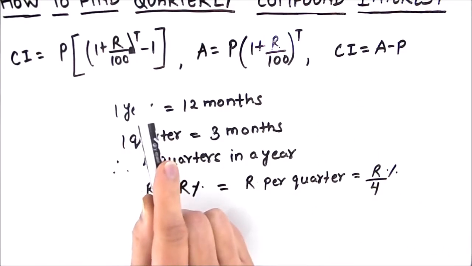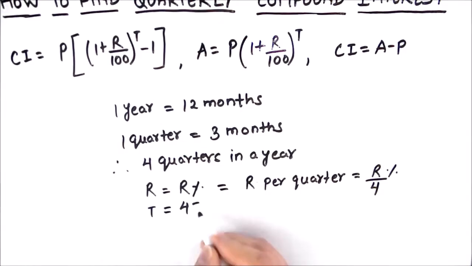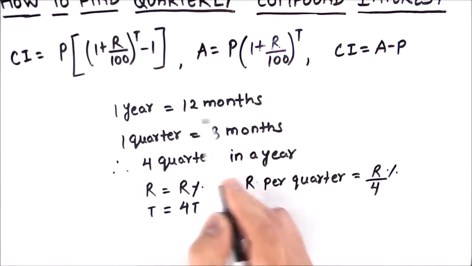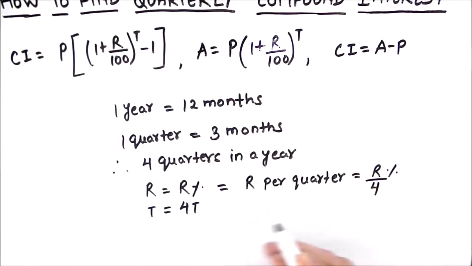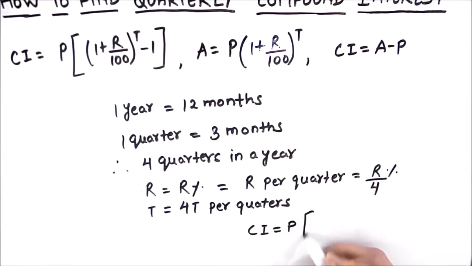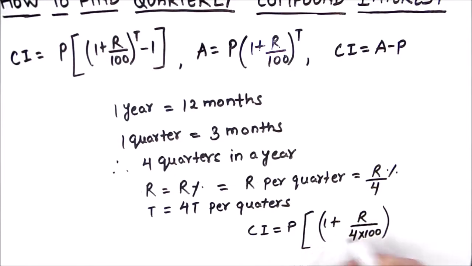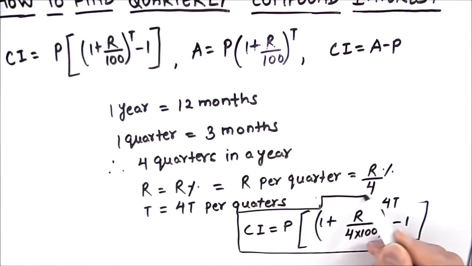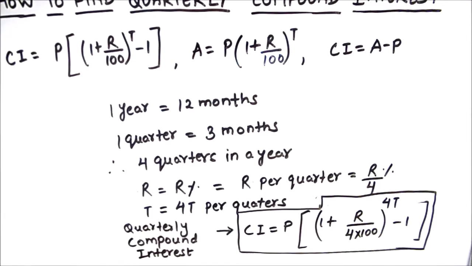Similarly, time period is also per annum. This time period will become 4T as there are 4 quarters in 12 months. Time period will be 4 times T per quarter. So now our formula will be P times (1 + R/(4 times 100)) raised to power 4T, minus 1. So this is the formula for finding the compound interest when we need to find the quarterly compound interest. Let's solve an example and use this formula.